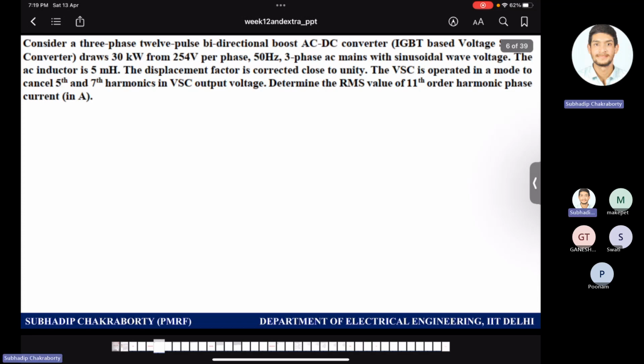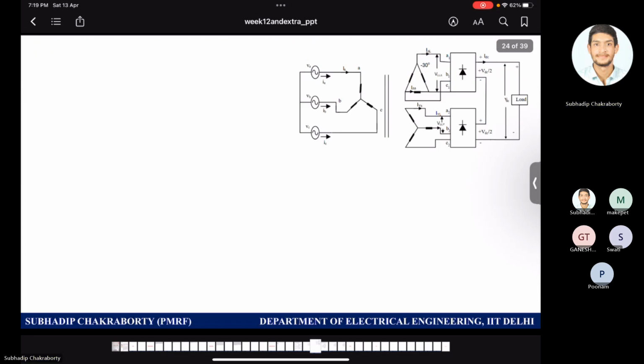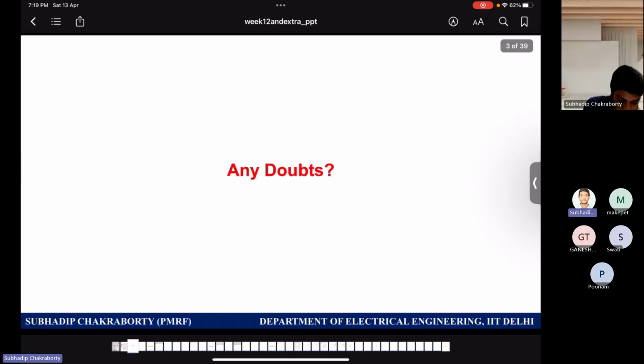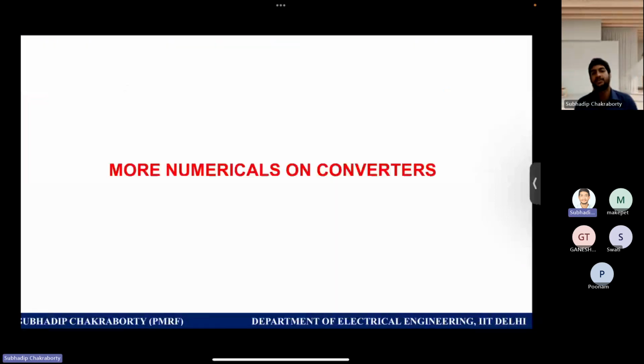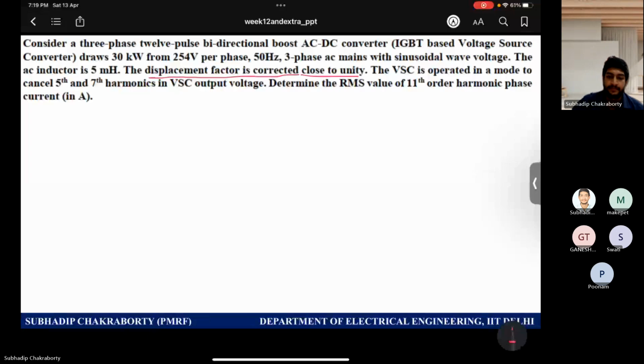Whose displacement factor are we talking about? Just an intuitive reply, one of you can say that this line is telling that this displacement factor is corrected close to unity. Whose displacement factor are we talking about? If anyone can tell me. Load side, sir. No, I told you, Ganesh, right? Yes, sir.